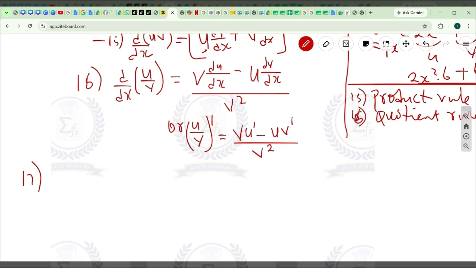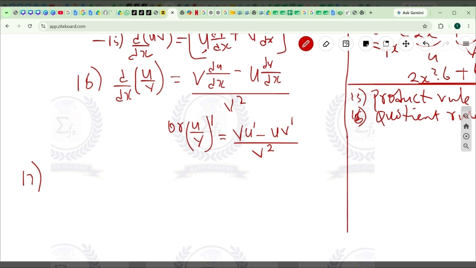All right, so let's look at the 17th rule. This 17th rule is what we call the chain rule.